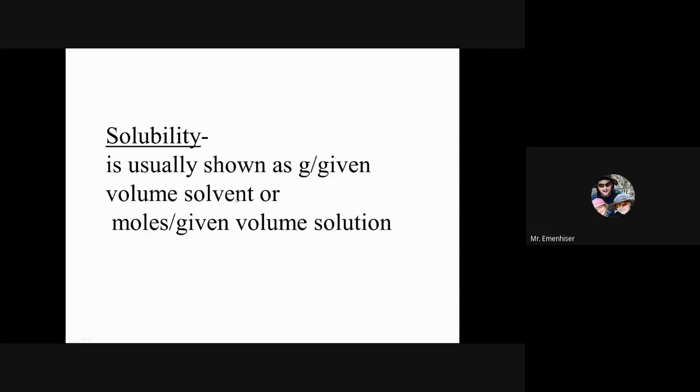Okay, solubility is the ability of a substance to dissolve in water. It is usually written as grams per volume or moles per given volume. So it could be grams per milliliter. It could be grams per liter. It could be moles per milliliter. It could be moles per liter. So this is solubility. So this is like the unit for solubility. Solubility is how much something will dissolve. So we use the how much. It can be grams, which is mass, or it can be moles. Either way, it's how much, and it's divided by volume.